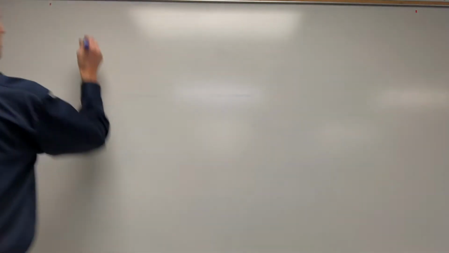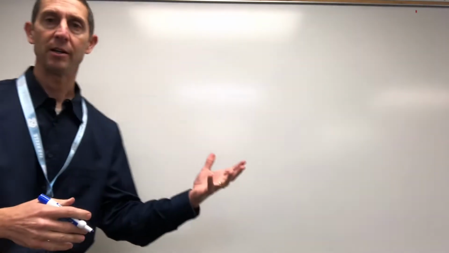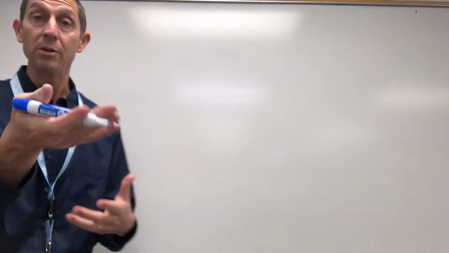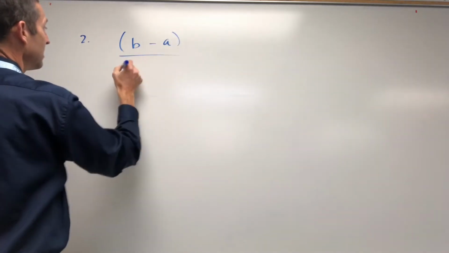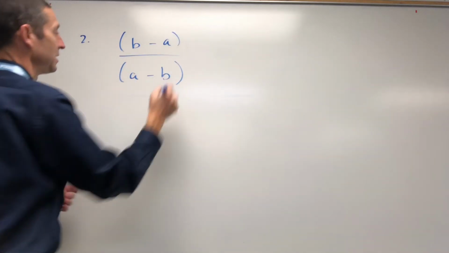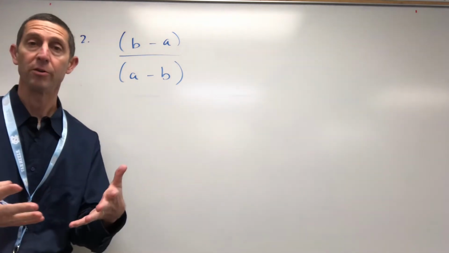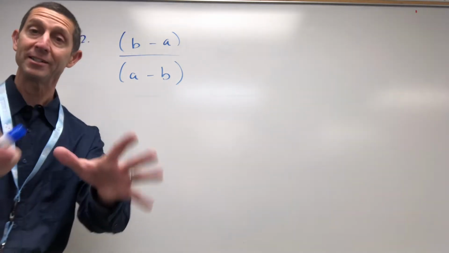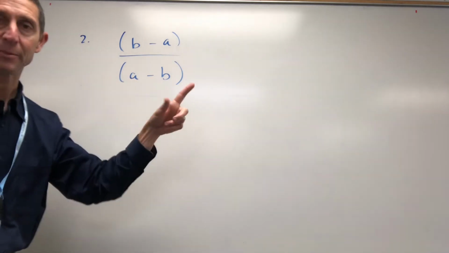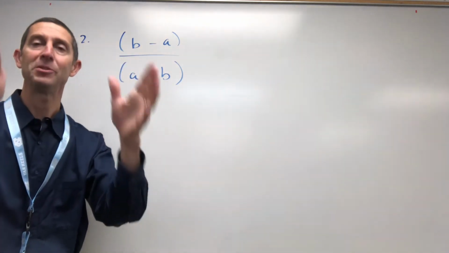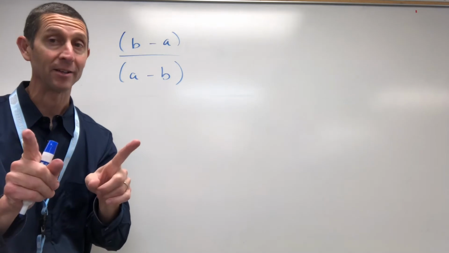All right, let's do a second one. So we just did it with an x and a 7. You can do it with letters. Let's go with like b minus a over a minus b. See, again, you're so close to getting these to cancel out, but they're not exactly the same. This is b minus a. That one is a minus b. They're not the same, so you cannot cancel them yet.